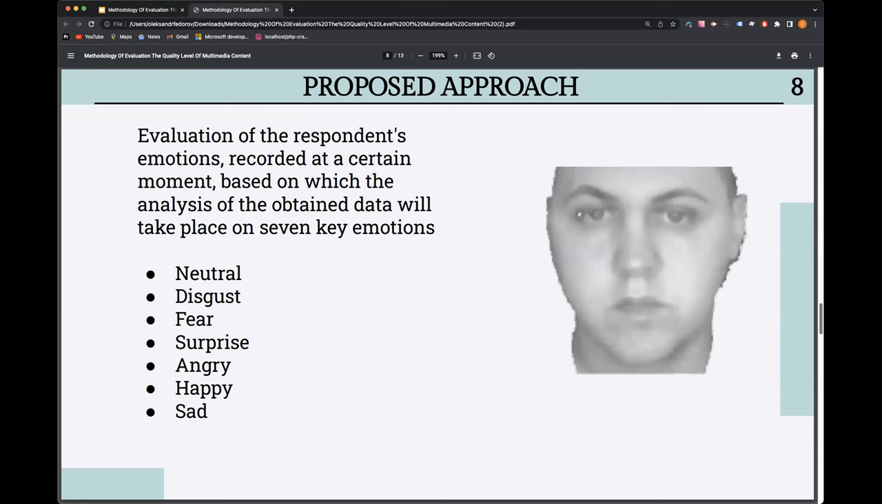Evaluation of the respondent's emotions is recorded at a certain moment, based on which the analysis of the obtained data will take place on 7 key emotions, which are neutral, disgust, fear, surprise, anger, happiness, and sadness.